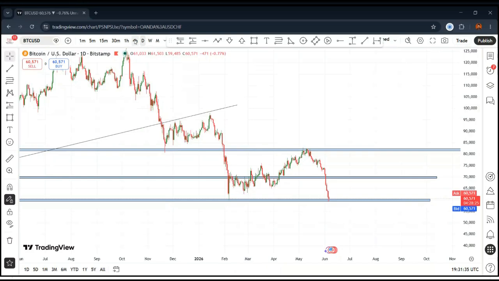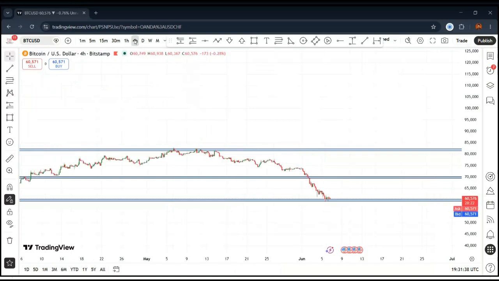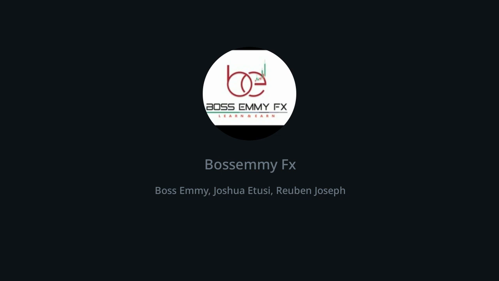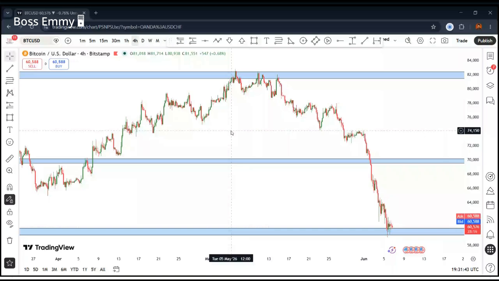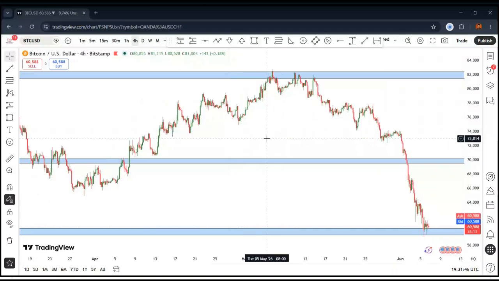So let's dive into the 4-hour time frame. On the 4-hour time frame, we cannot see a clear picture of the chart. This is it on the 4-hour time frame.